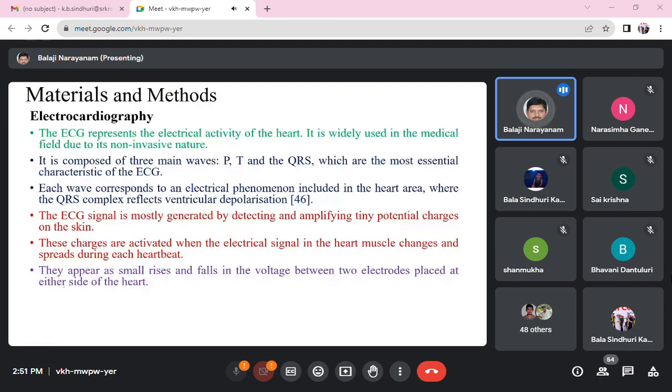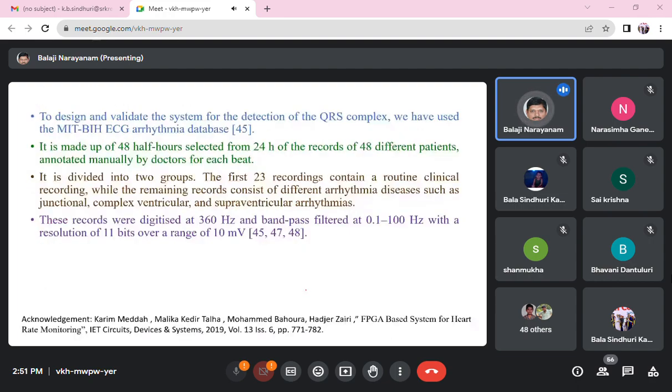The ECG signal is mostly generated by detecting and amplifying small potential changes on the skin. So that's the reason why you get the ECG signal amplitude in millivolts. These changes are activated when the electrical signal in the heart muscle changes and spreads during each heartbeat. They appear as small rises and falls in the voltage between two electrodes placed at either side of the heart.